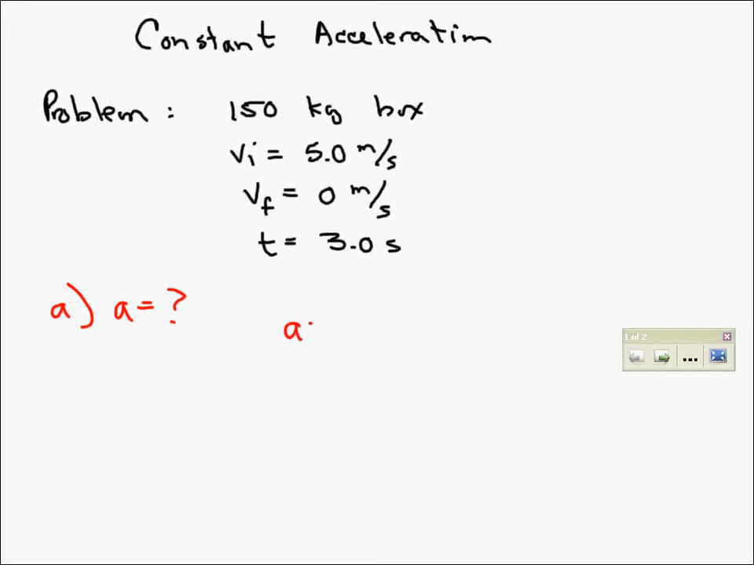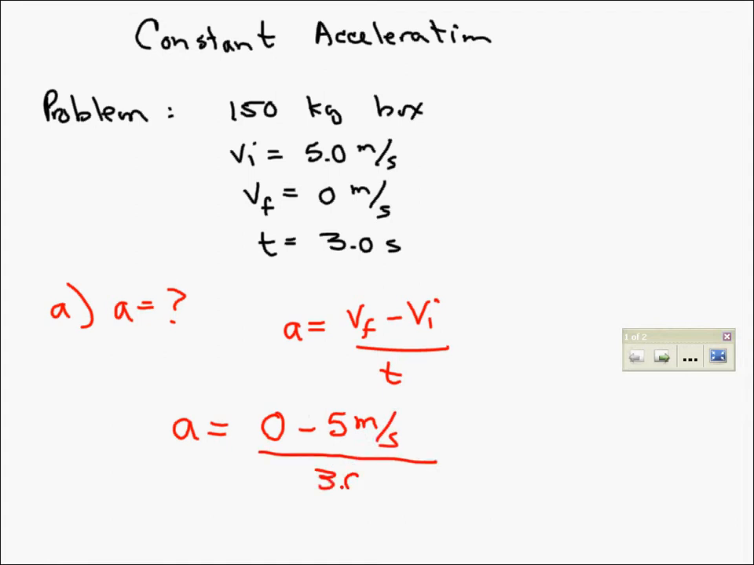You might remember that a is equal to vf minus vi over t. So to find a, we take 0 minus 5 meters per second divided by 3 seconds. Now we have that negative symbol, so our acceleration is negative 1.7 meters per second squared, since we only have 2 sig figs. Now we have the acceleration we can work with for part B.